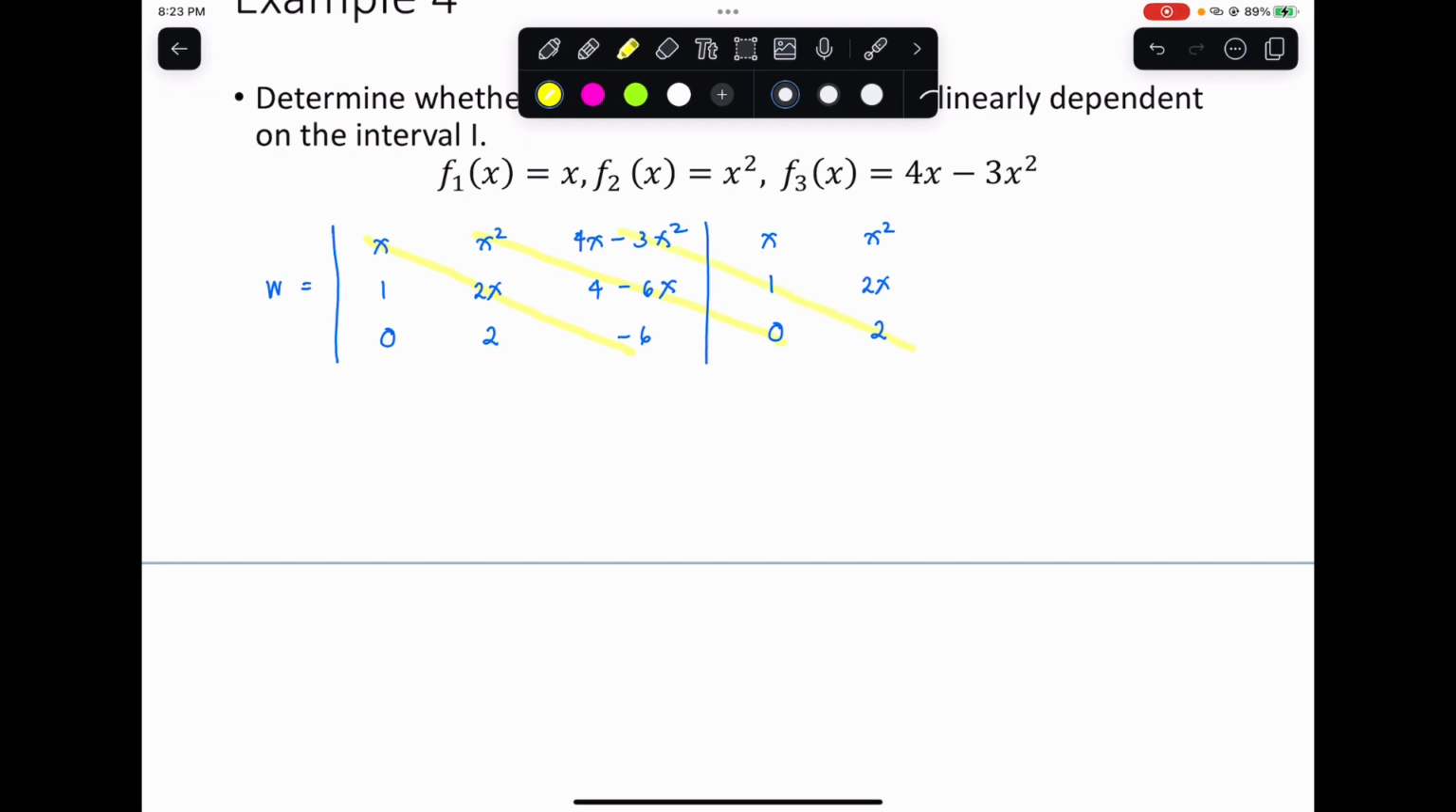So we can write that as W equals, downward, x times 2x times negative 6x. So 6, 2x, negative 6, that makes negative 12x squared. For the second one, I'll have x squared, and then 4 minus 6x, and then times 0. So x squared, as long as there's a 0 there, that is already plus 0.